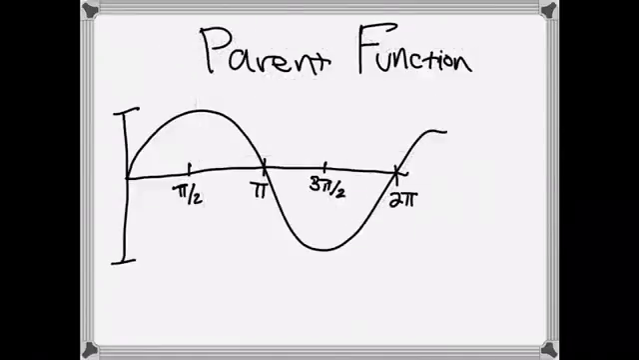We'll now be moving on to the parent functions. We will start with the points on the x-axis. We will use pi over 2, pi, 3 pi over 2, and 2 pi. The graph of sine starts at the origin, and the first cycle ends at 2 pi. The amplitude of the parent function of sine is always 1. The period is 2 pi.